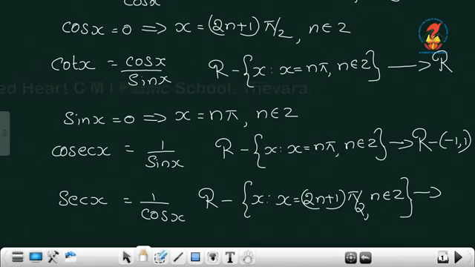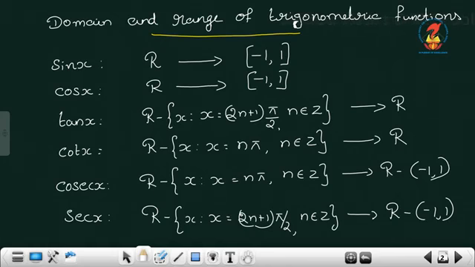Here 1 by cos x. Cos x range is minus 1 to 1. So 1 by those numbers is more than 1 or less than minus 1, less than or equal to and more than or equal to 1. So how do we write it? Range is equal to R minus (minus 1, 1). Okay, so look at this. This you have to write in the notebook.